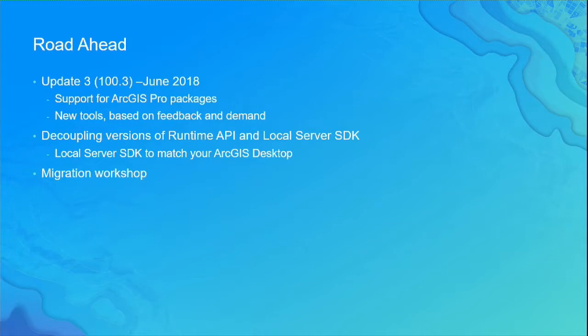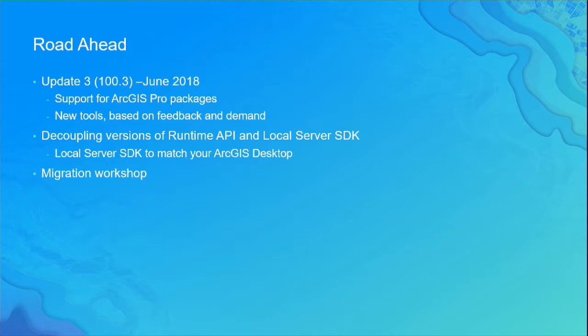Second item here is decoupling versions of runtime and local server. What this means is that generally when you use local server, you're going to be matching your version of ArcGIS Desktop to your version of ArcGIS Local Server. So the latest version, ArcGIS Runtime Local Server 100.2, is designed to work with ArcGIS Desktop 10.5.1. And so if you're building out packaging in ArcGIS Desktop or ArcMap 10.5.1, it's certified to work with ArcGIS Runtime Local Server 100.2. So there's a match there.